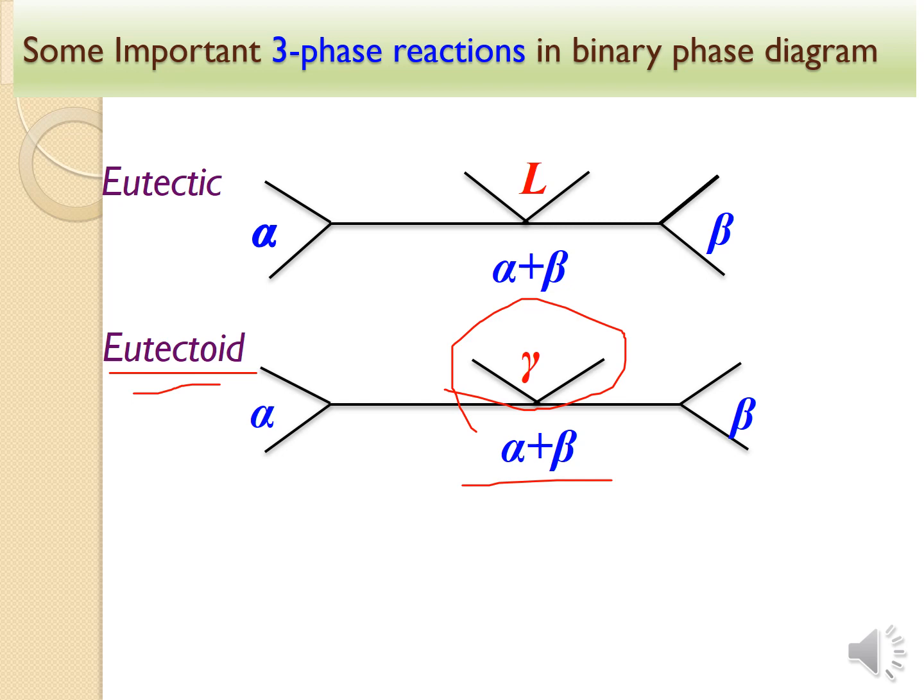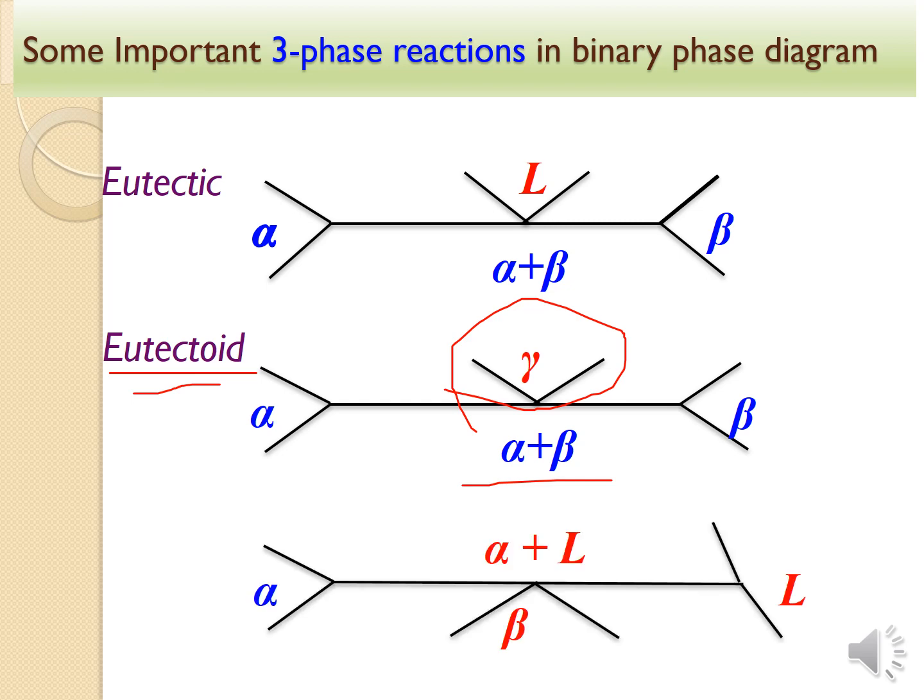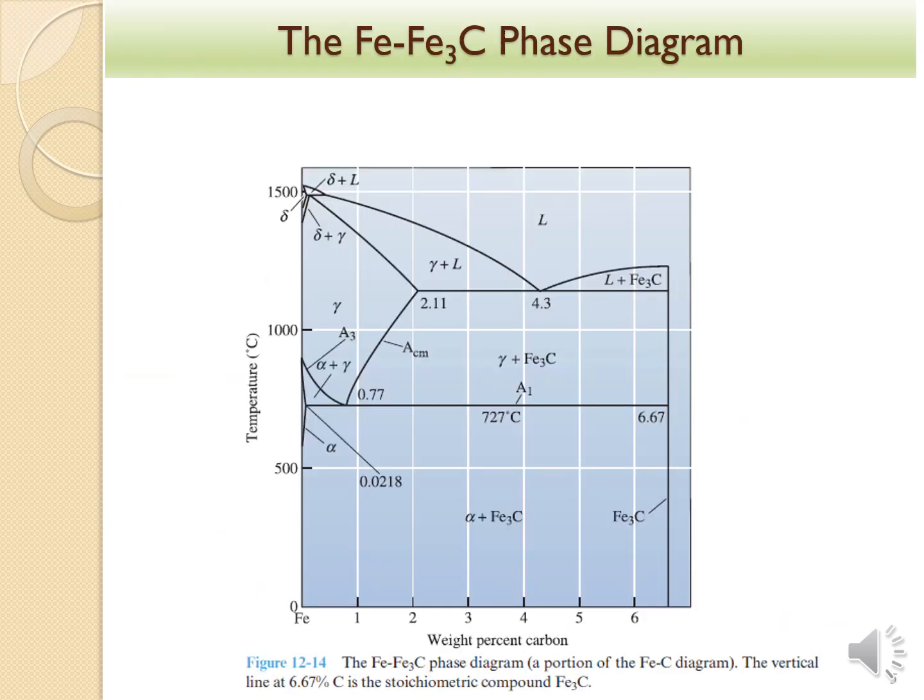And the last one, we will have alpha plus liquid. So alpha is here and the liquid phase is here. The reaction starts from the alpha phase, which is the solid, plus a liquid, and it forms one single solid phase. This reaction is called the peritectic reaction. Now let's take a look at the iron-iron carbide phase diagram and identify those important reactions.